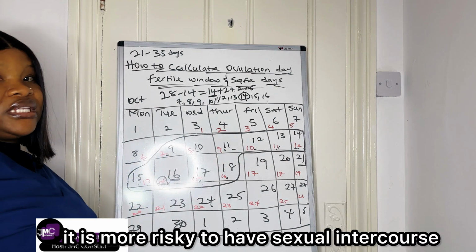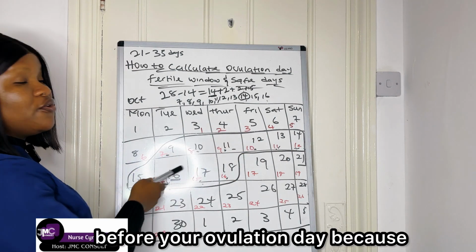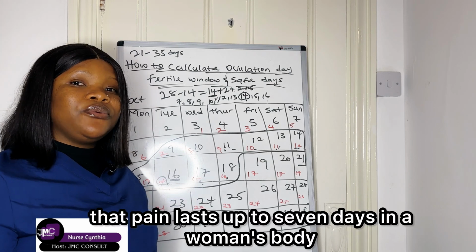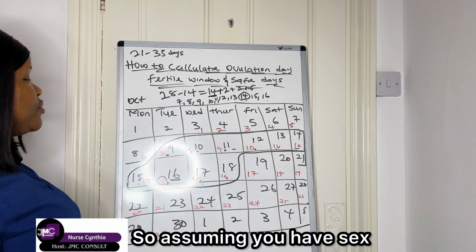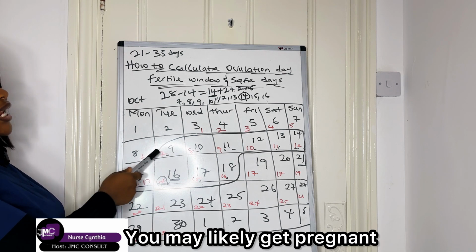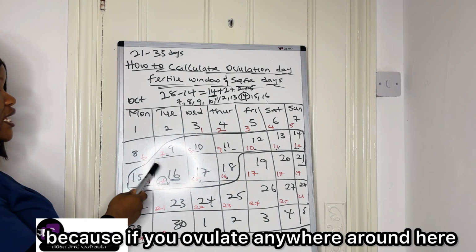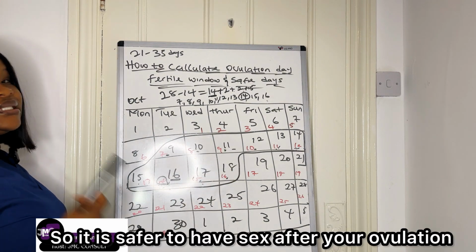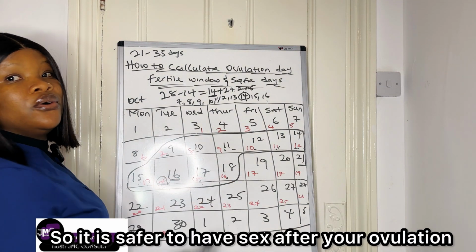However, it is more risky to have sexual intercourse before your ovulation day because scientists have proven that sperm lasts up to 7 days in a woman's body. So, assuming you have sex around this day, you may likely get pregnant because if you ovulate anywhere around here, you could get pregnant. So, it is safer to even have sex after your ovulation.